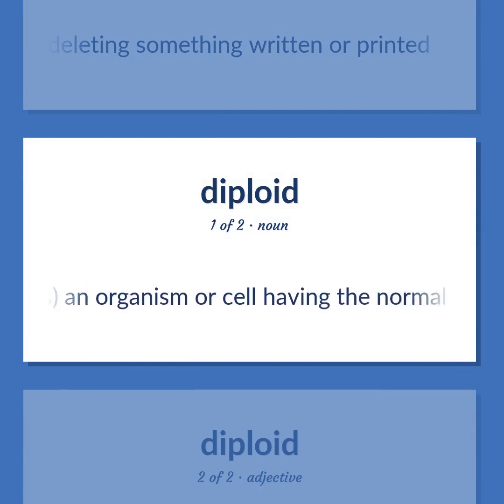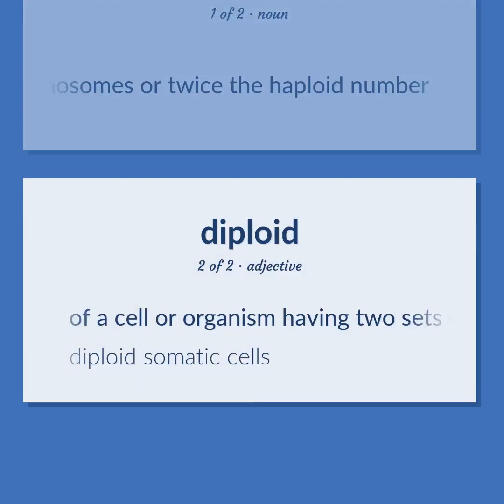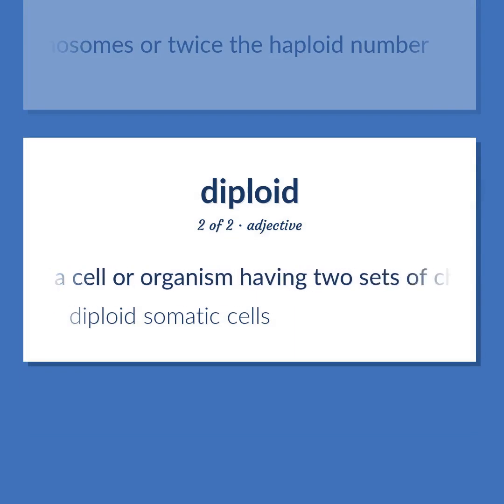Genetics. An organism or cell having the normal amount of DNA per cell, i.e., 2 sets of chromosomes or twice the haploid number. Of a cell or organism having 2 sets of chromosomes or twice the haploid number. Diploid somatic cells.